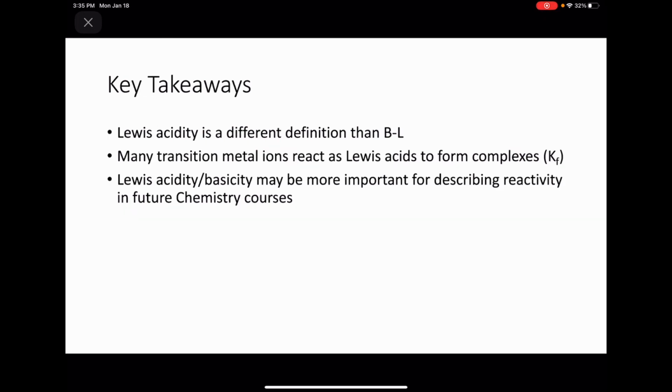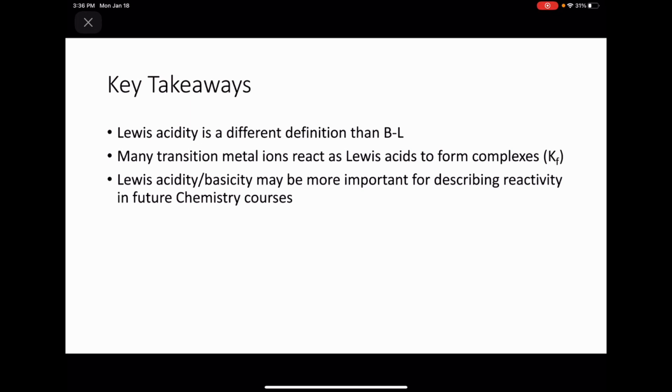So in this video, we basically learned a new definition of acidity and basicity. It's Lewis, so it's electron pair donors and electron pair acceptors. We know that transition metals often act, or we can treat reactivity of transition metals as Lewis acids, Lewis bases, and form complexes in solution.